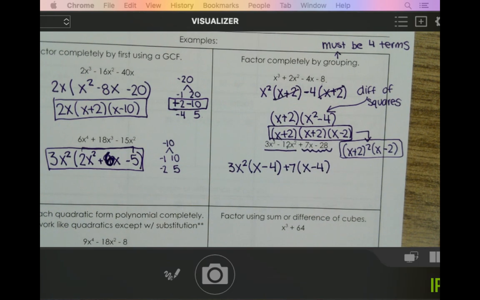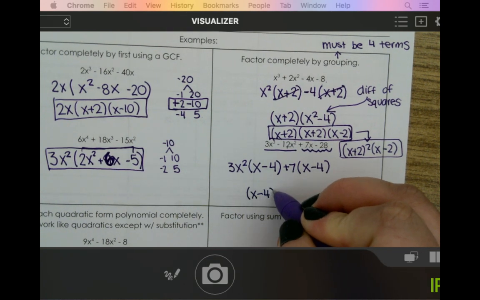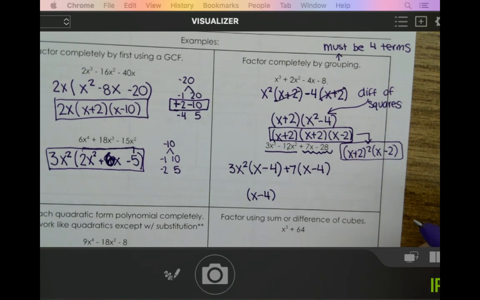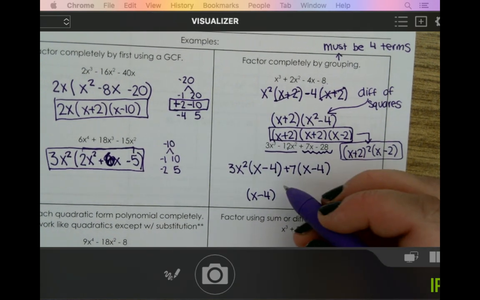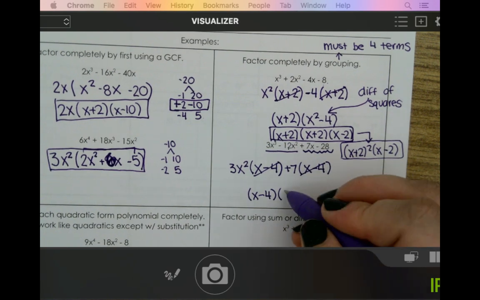The x minus 4 is the same, which is good. That means you've done everything correct. If it's not the same, let me know because something went wrong. And then what's left on the outside is 3x squared plus 7.